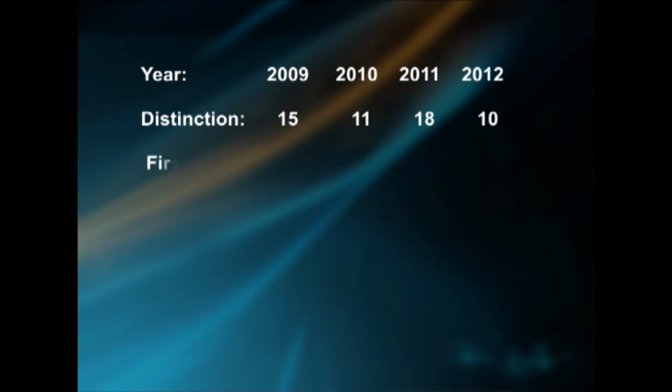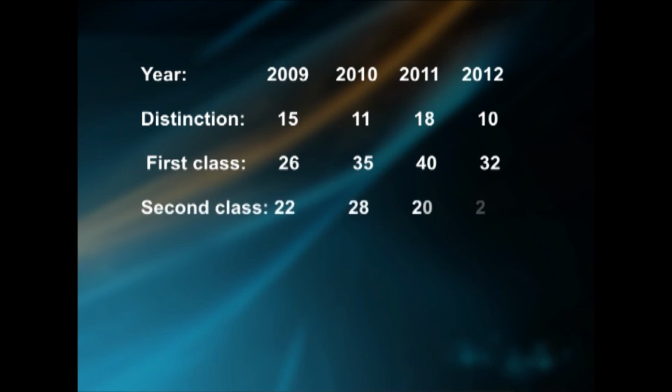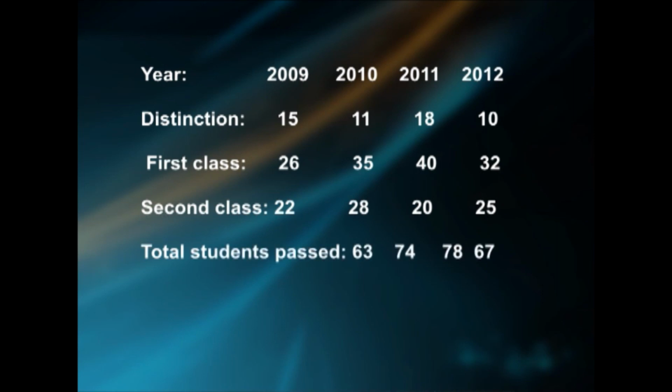Question 2. Represent the following data on the total number of students passed in an examination from 2009 onwards using a subdivided bar diagram. Years: 2009, 2010, 2011, 2012. Distinction obtained for the years: 15, 11, 18 and 10. First classes: 26, 35, 40 and 32. Second classes: 22, 28, 20 and 25. Total students passed: 63, 74, 78 and 67.